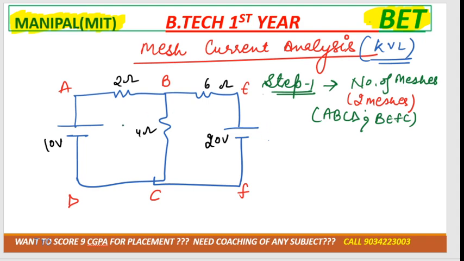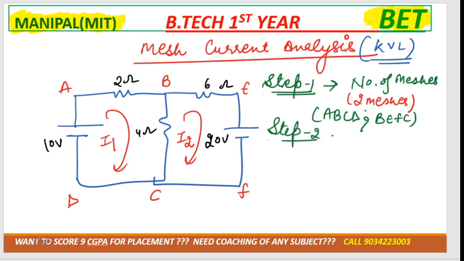Now we have 2 rooms. Then how many people can live in 2 rooms? 2 people, right? Suppose this is the room of I1 and this is the room of I2. Okay, so the next step, step number 2, we have to mark current direction. If there are 2 meshes, then we'll have 2 variables. If there are 3 meshes, then we'll have 3 variables. So next is mark current direction.